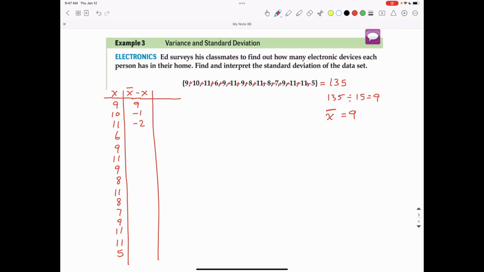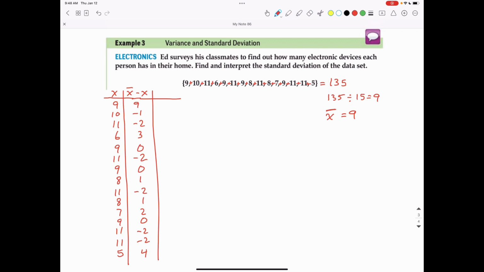So then we would have the mean of 9 minus 6, which is 3, 9 minus 9 is 0, 9 minus 11 is negative 2, and so on through the entire data set. And there's the completed data set after taking the mean minus each of the data points.